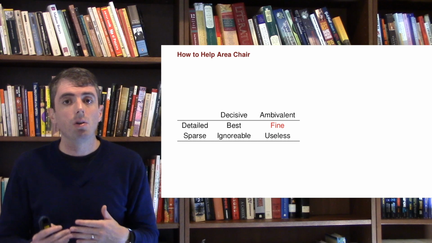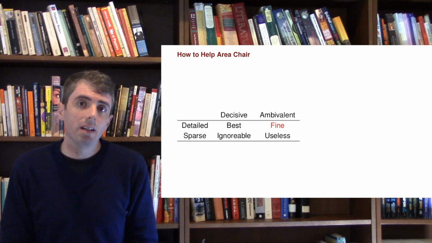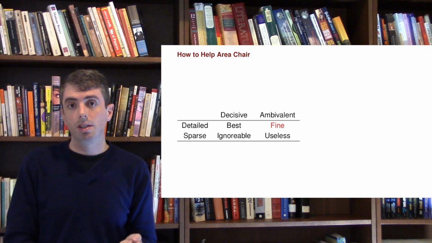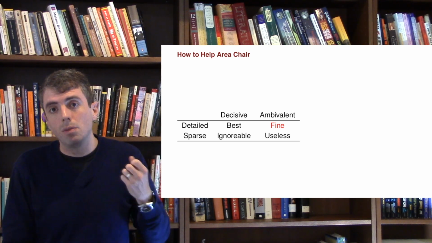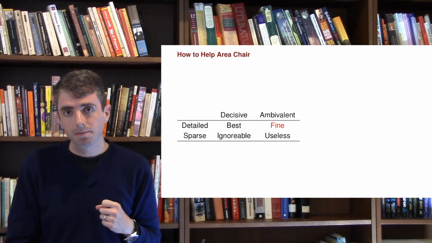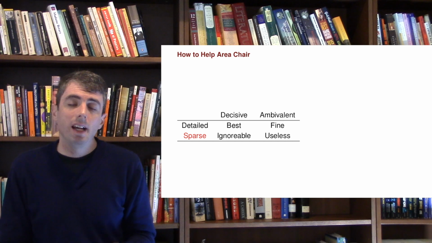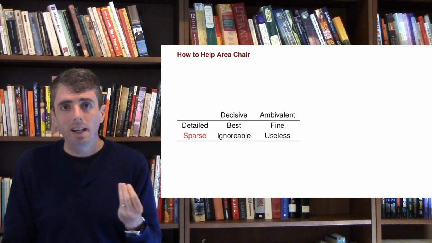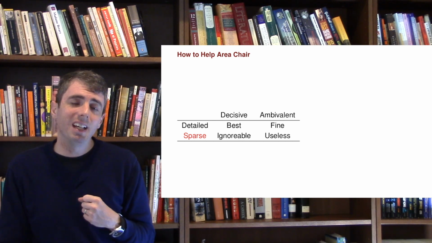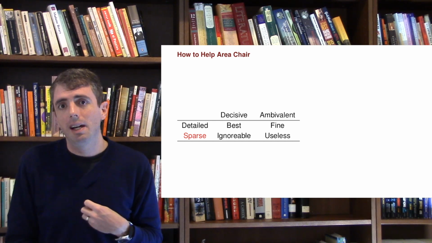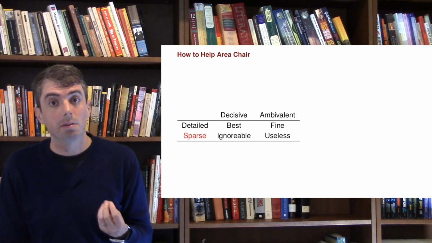But if you lay out the pros and cons of the paper, that's something that an area chair can work with to come to a decision. And so they have the information that they need, and they can be the decisive one. But it's bad if your review is sparse on details. And so even if you're decisive and say this is a great paper, and that's all you say in your review, the area chair can't do much with that because they'll need to make an argument and they'll need to reconcile your review with the other reviewers.